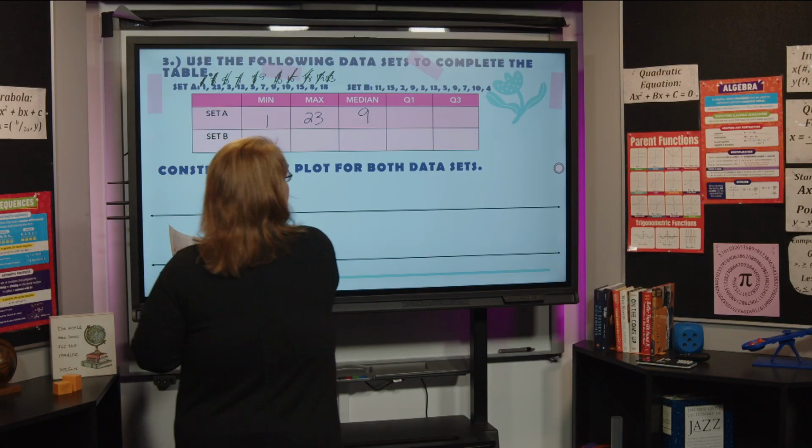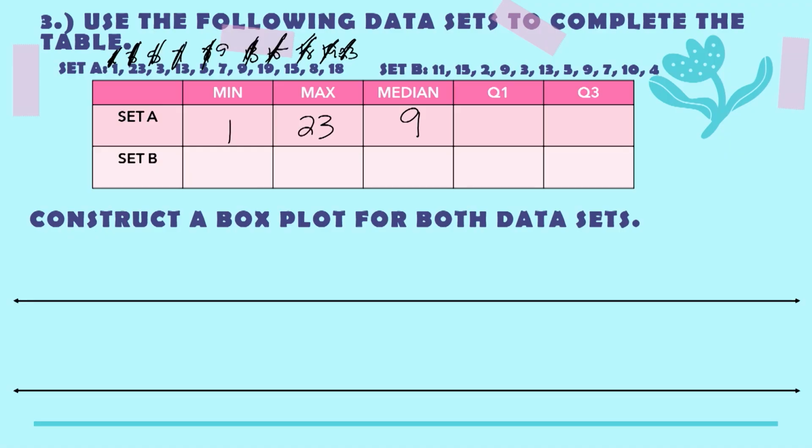All right, so let's see. Now I need my Q1. So let's just look at the bottom half of this. I've got 1, 3, 5, 7, and 8. So my Q1 is going to be 5. Now let's look at my top half. I've got 13, 15, 18, 19, and 23. And we have 18.